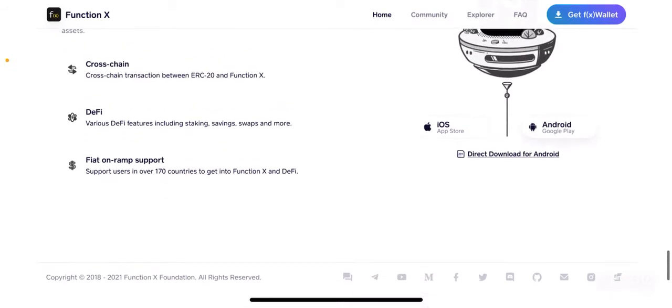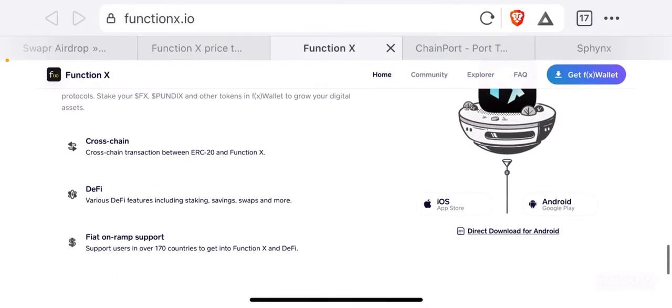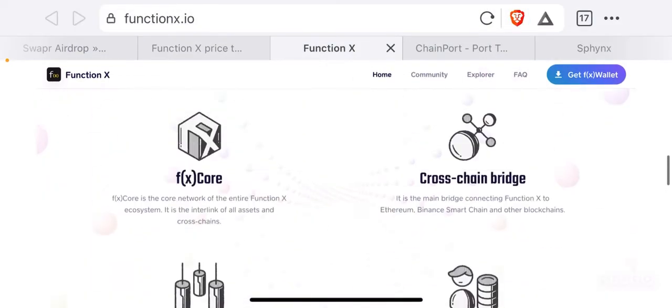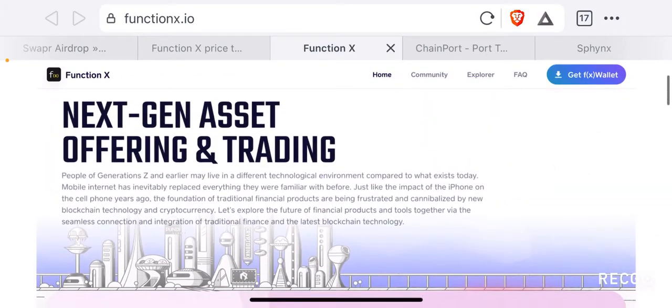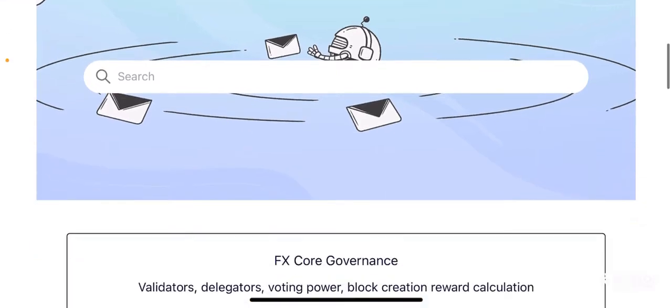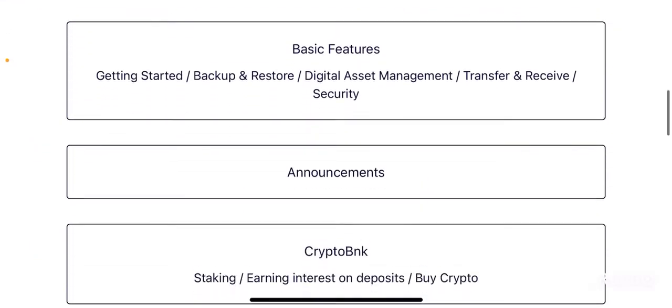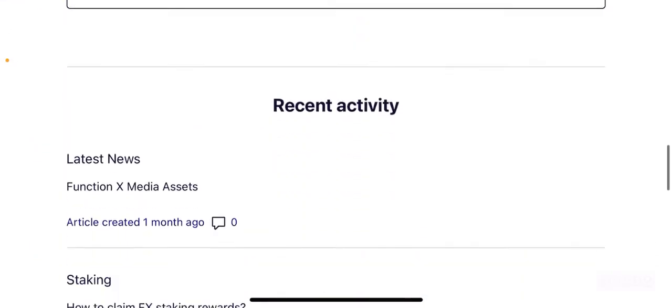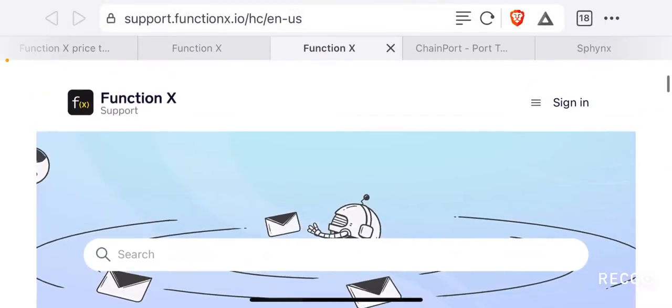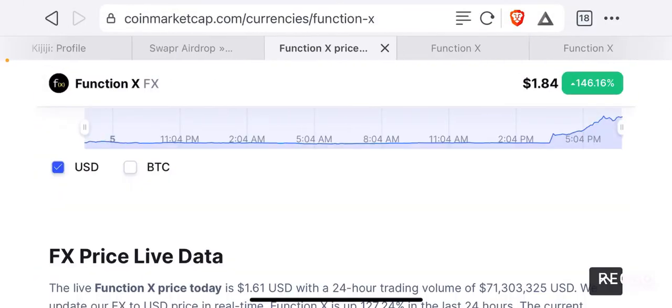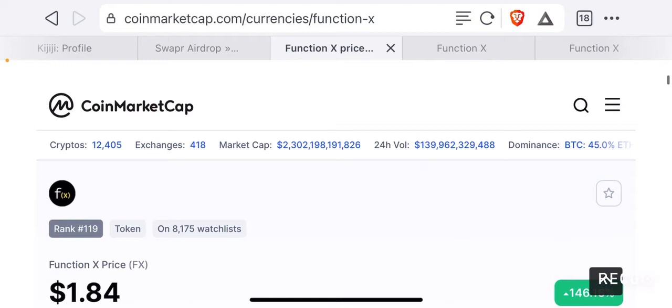And apart from that, there's nothing else on the bottom apart from their social media information, which I highly recommend you guys check out to get recent information. And there's also the FAQs here, which will provide you a little bit more information on what this platform is and how its governance features and other information work, right? So I'll let you guys do that research, but for now let's go back to the CoinMarketCap page for the FunctionX token.